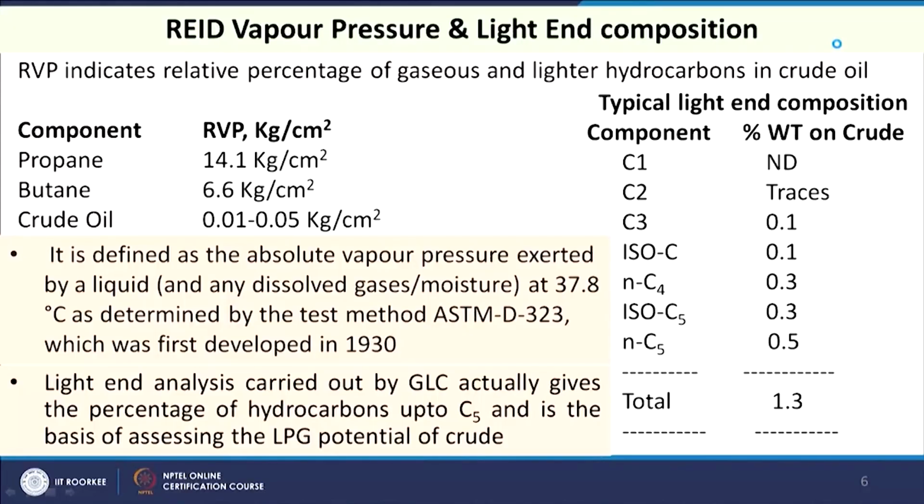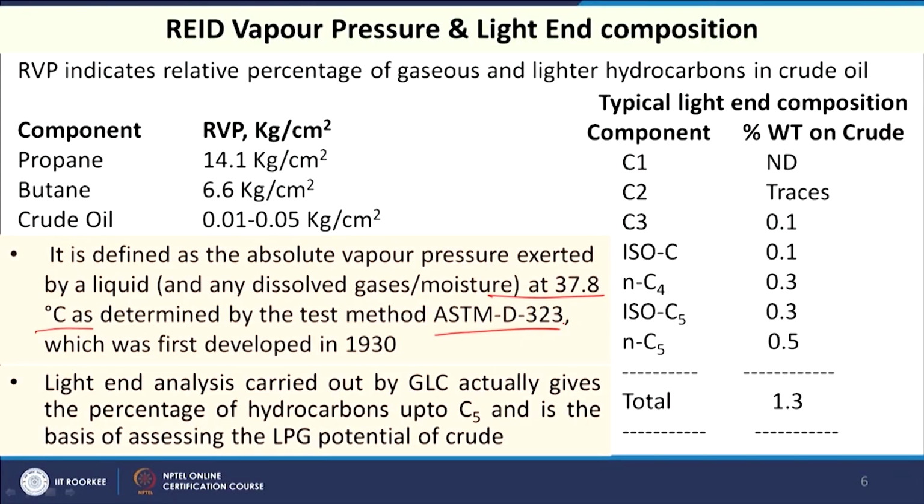Another property is Reid vapor pressure. Reid vapor pressure is indicative of the extent of volatiles present in the crude. It is determined under specific conditions, that is 37.8 degree centigrade, and it is measured as per the ASTM D 323 method. The higher the vapor pressure, the more light fractions are in the crude. If we take an example, in petroleum crude we get C2 to C80 or more than that. C1 is very little in this case.